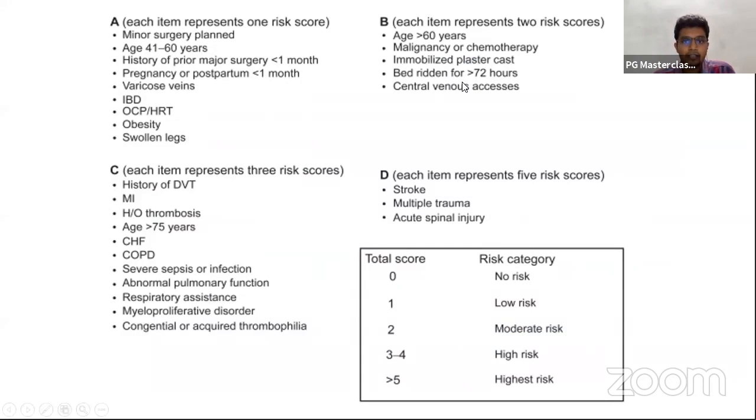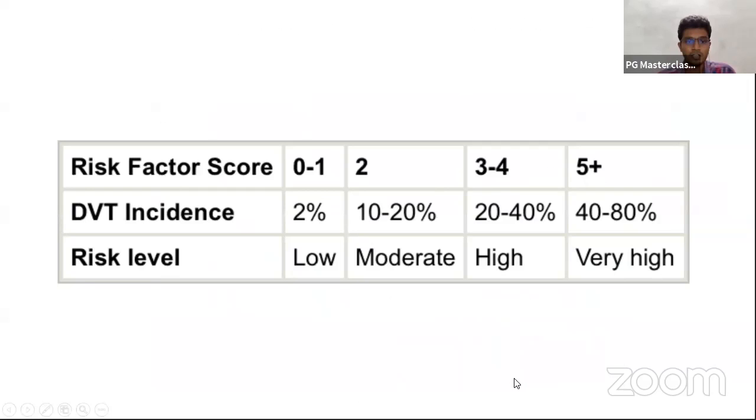And sir, age greater than 60 years, patients having malignancy, or undergoing major surgery is Group B. Group B is 2 points. Group C is 3 points. And D is 5 points, sir. So the total score of the risk stratification is calculated, and then they are again categorized into no risk, low risk, moderate risk, high risk, and highest risk.